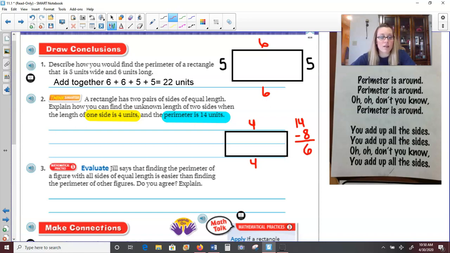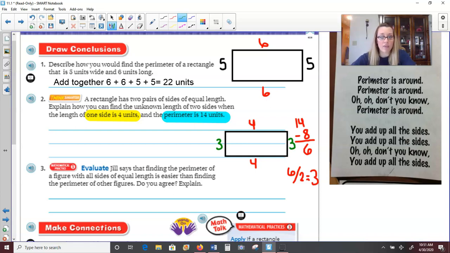So that tells me the last two sides have to add together to be 6. It does not mean each of those sides is 6, because then our total perimeter would be much more than 14. So now we need to take the 6 and divide it in half. So 6 divided by 2 equals 3. So that means each of these other sides has to be 3.